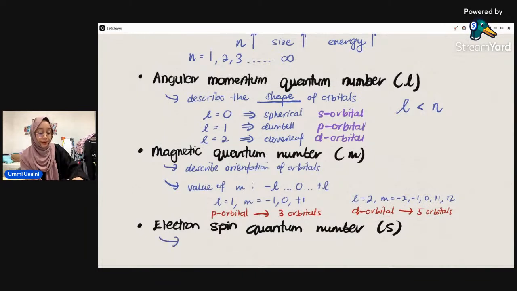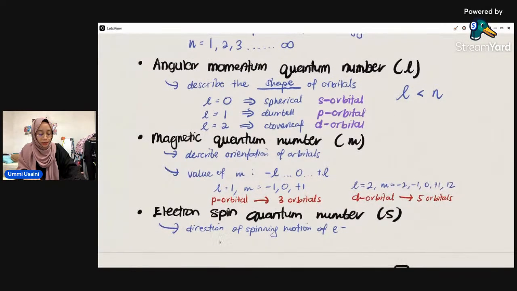It describes the direction. What direction? The direction of spinning motion of the electron. Okay, so that is for s. And since its spinning motion is either clockwise or anti-clockwise, that is why the value for s is fixed. Okay, so the value for s should be either positive half or negative half. Okay, so this is it.